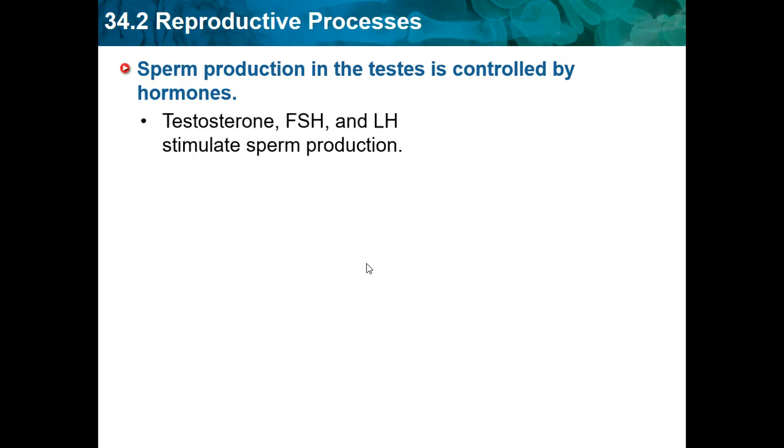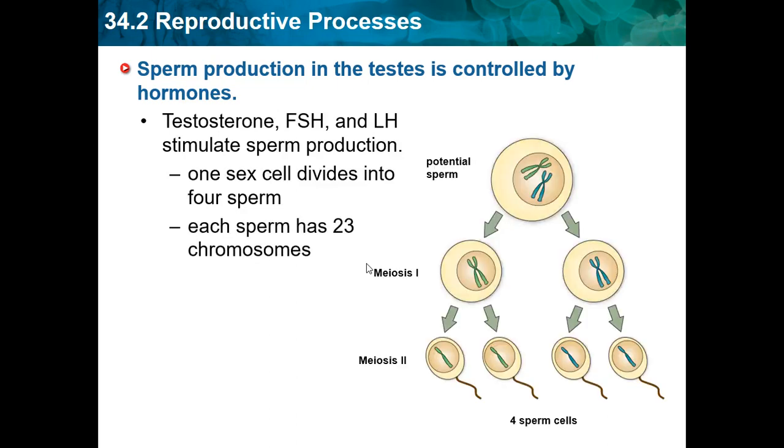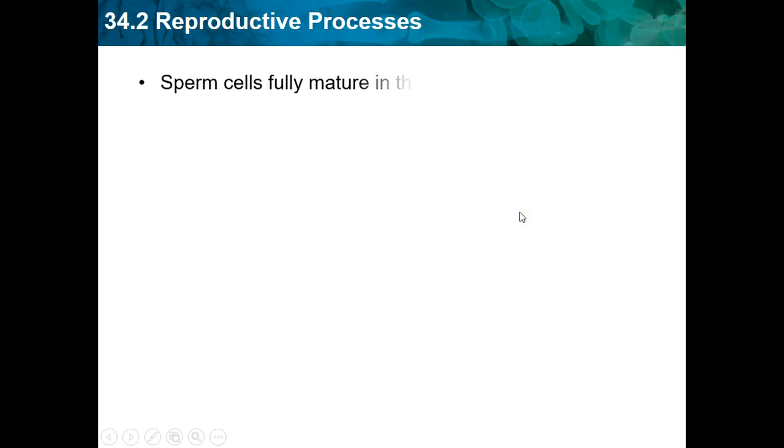Sperm production in the testicles is controlled by hormones. Testosterone, FSH, and LH stimulate sperm production. One sex cell divides into 4 sperm. Each sperm has 23 chromosomes. So as we know, in meiosis it splits twice, so we get 4 cells at the end.